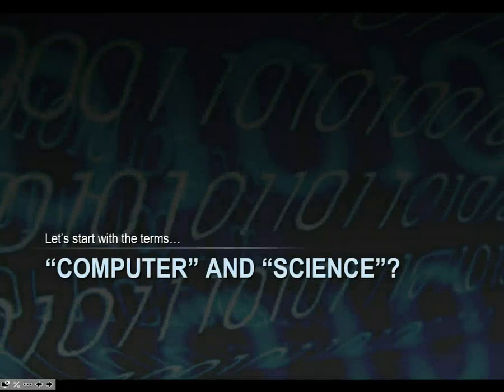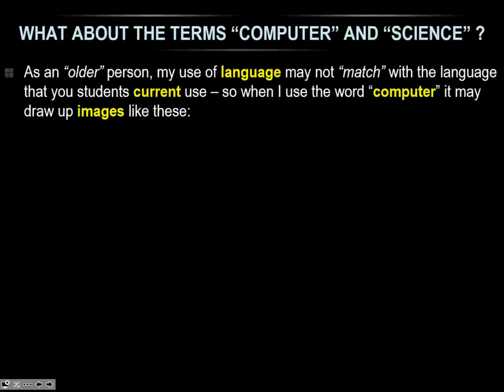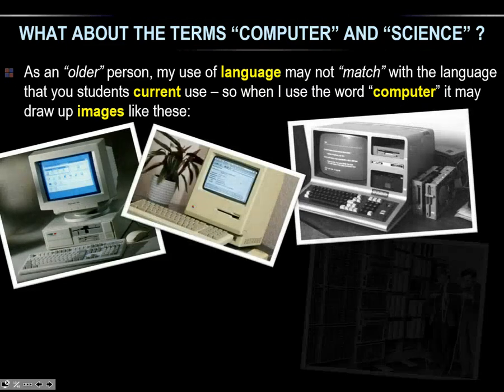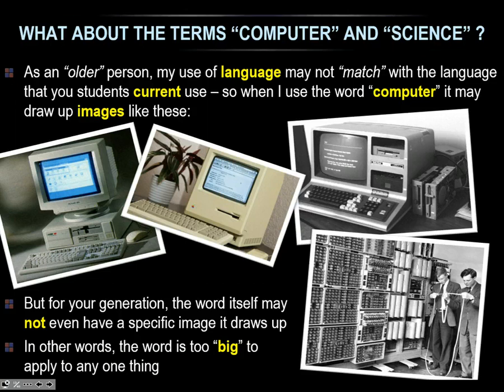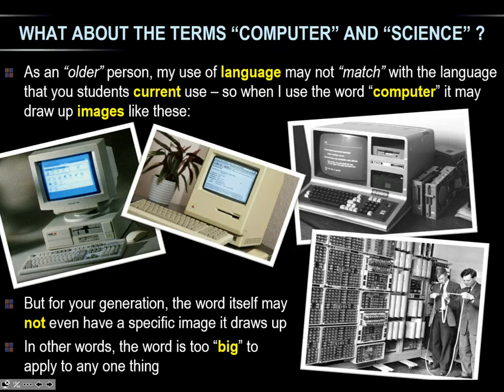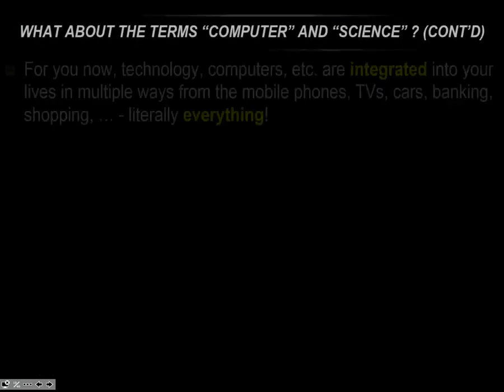All right, so let's break the terms up again. Computer and science. So when I say the word computer as an older person, you guys might think that I'm drawing up images in my mind of things like this, that's what computer means to me. And you might be right. But to your generation, it may have a completely different connection to other types of words and concepts. To me, the word computer is too big to even apply to one thing. A computer is a category of things.